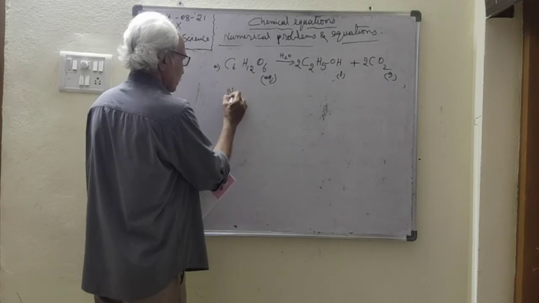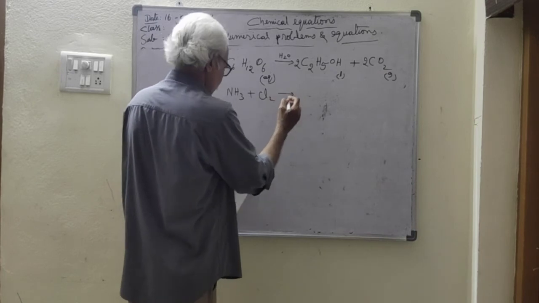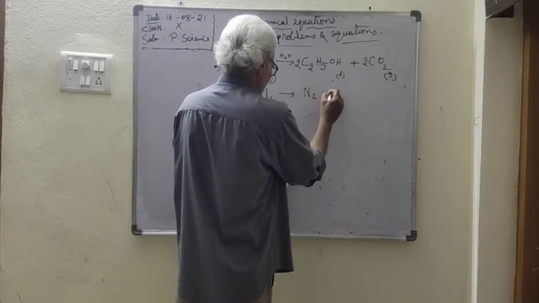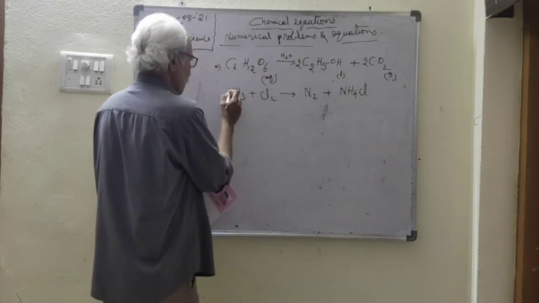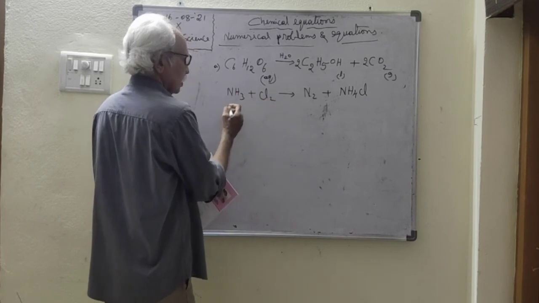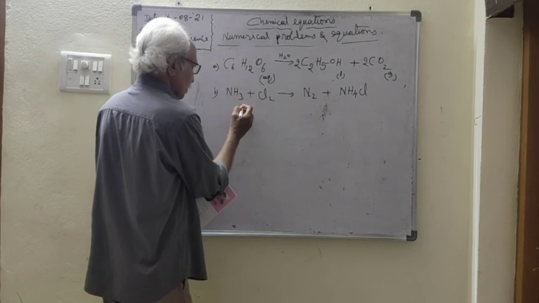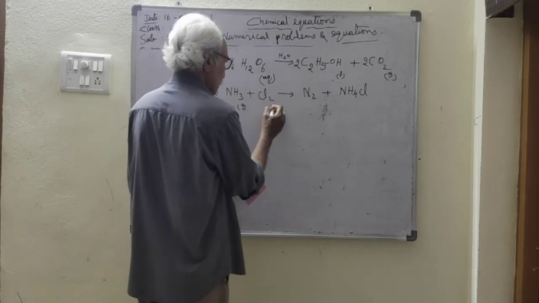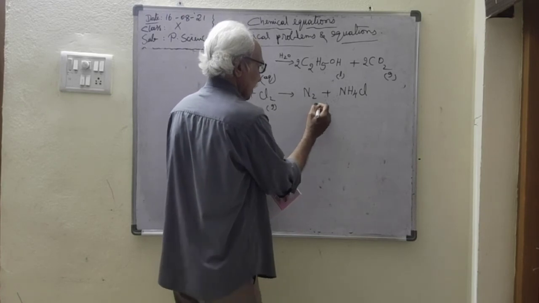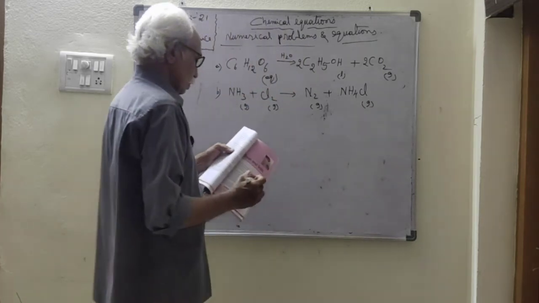Next one is ammonia, NH3 plus Cl2, gives rise to N2 plus NH4Cl, ammonium chloride. Ammonia plus chlorine gives rise to ammonium chloride and nitrogen. So this is given. Ammonia is a vapor, so we can write the gas state. Chlorine is a gas. Nitrogen is a gas. Ammonium chloride is also gas, vapors, you can write. So in this case, balance.